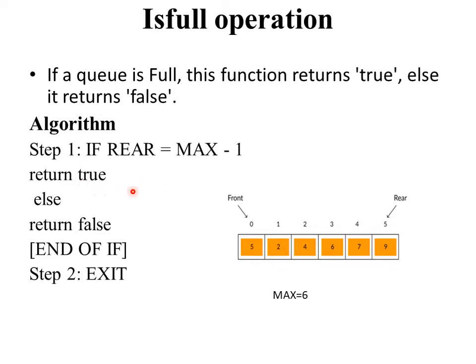So print queue is full. So is full condition is satisfied. In else part, if this condition is false, then return false.